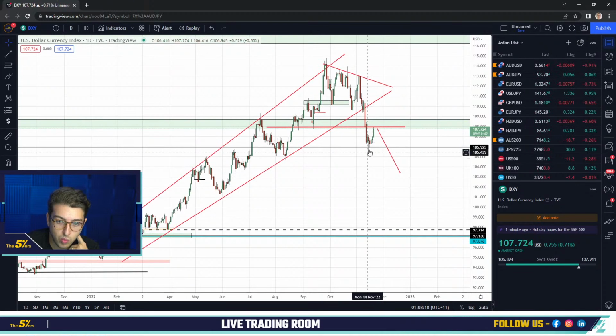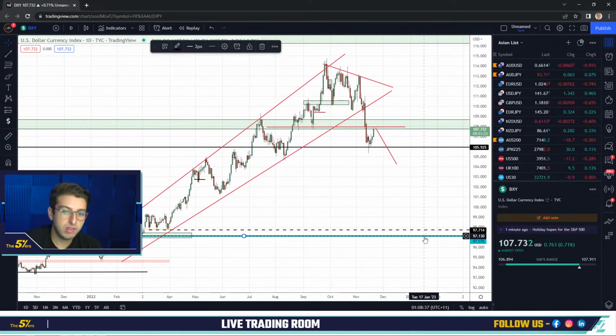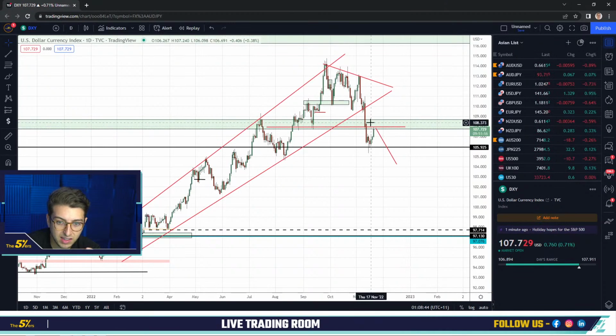Here I was looking for a pullback. So this is what happened here. And here, this is the key zone that I already explained last week in my previous trading room. I'm looking for this zone to be the continuation of the selling movement. This might be a bit risky. We know that the dollar is very strong recently, but again, I'm looking for a technical movement.